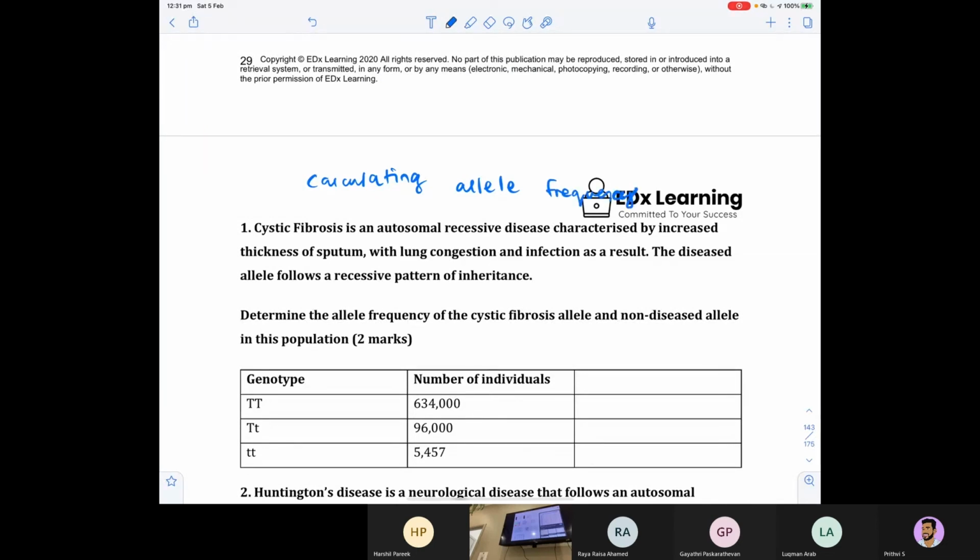Now, to understand how to calculate allele frequencies, you need to know why it's called a gene pool. Why do we call all of the genes in a population the gene pool? Pardon? Yeah? But why pool? We call it a gene planet if it's a lot, right? Why a gene pool?